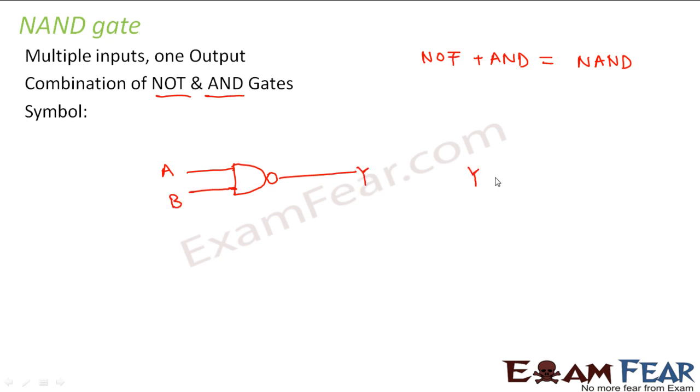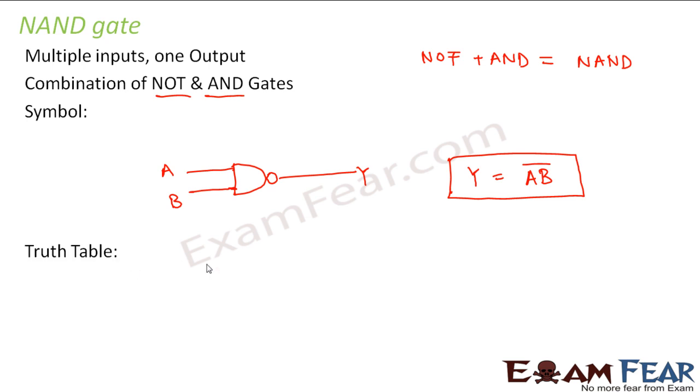So what is the logical relationship? Y is equal to AB, this is for AND gate. But now whatever output will come from that AND gate, that will get inverted. So this is the logical expression which drives the NAND gate.